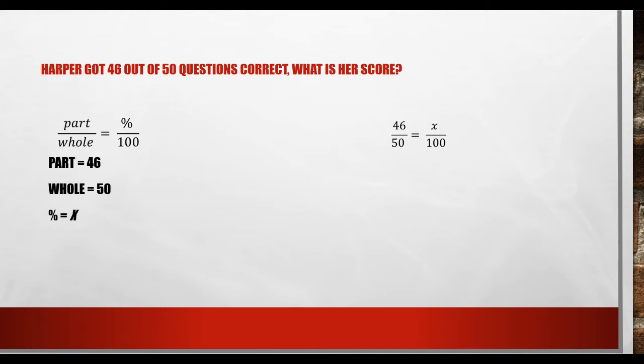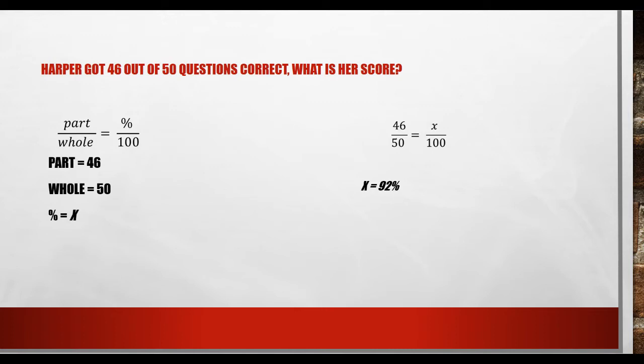So at this point, I have several ways to solve this. I personally like to think about my constants of proportionality or my scales. So here I can go from 50 to 100 by multiplying by 2. So I'm just going to do 46 times 2. And whenever I do 46 multiplied by 2, I get 92. And so that means that she made 92% on her test.